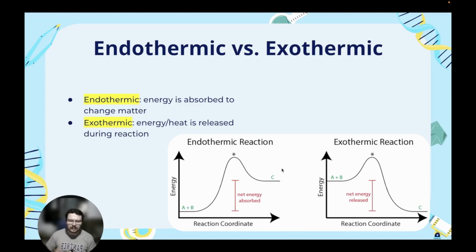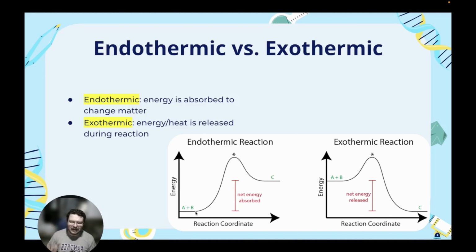So let's look at these charts on the bottom right here. The one on the left says endothermic reaction. On the y-axis we have the amount of energy. On the x-axis we have basically the time or where they are in the reaction. So in the beginning we're going to start with two elements. We're going to have A plus B.